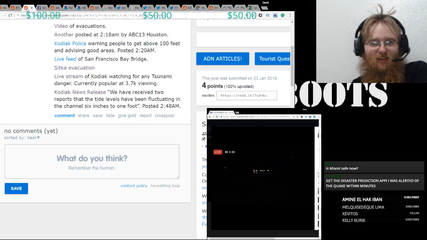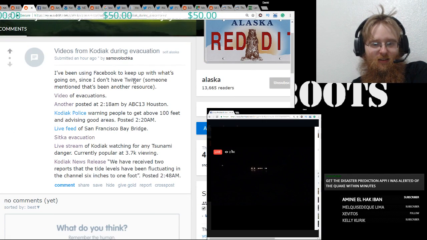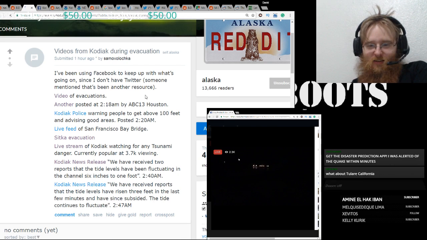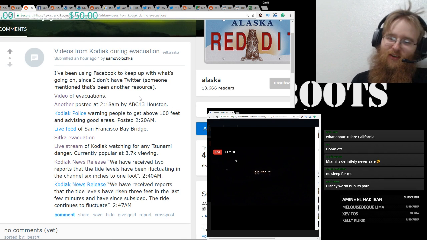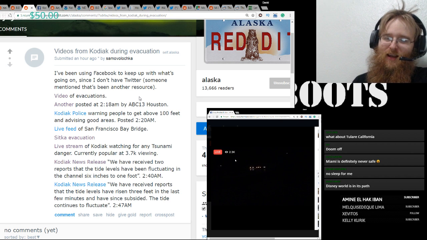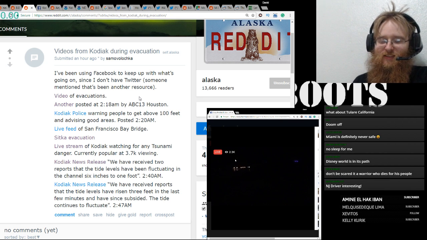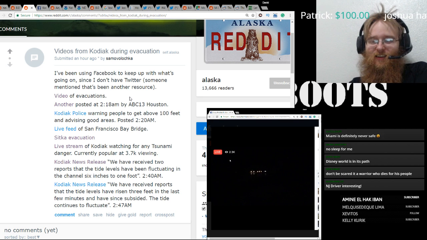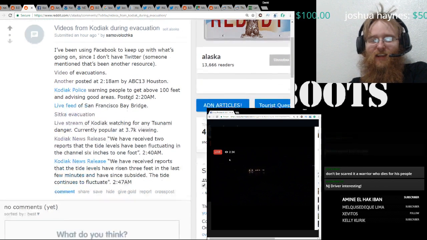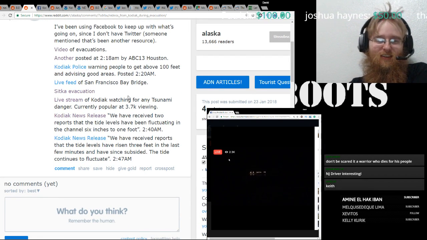Yeah, I wish I could show you a better picture out there, but it's the middle of the night and it's winter. I can say this much. California does not have to worry. Miami is definitely never safe. I'm surprised Miami hasn't sunk underwater yet, to be honest. The entire Florida peninsula doesn't really have much elevation over there.